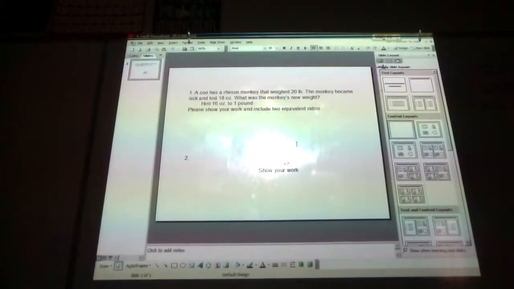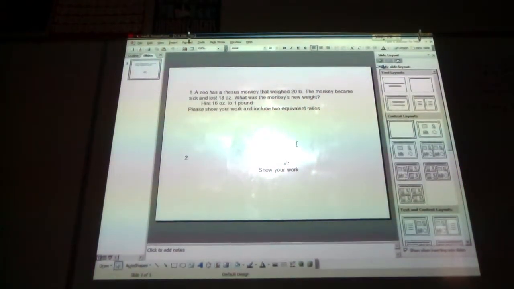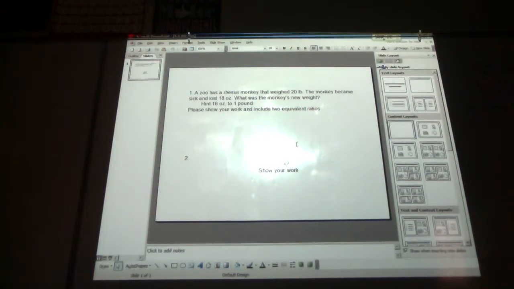We need to do one of two things. We either need to convert ounces to pounds, or convert our 20 pounds to a bunch of ounces. Does that make sense to everybody? Just to be able to do any adding or subtracting, we need to have common units. So that's why I put on there, please show your work and include equivalent ratios. That's the part where we have to make the ratios.